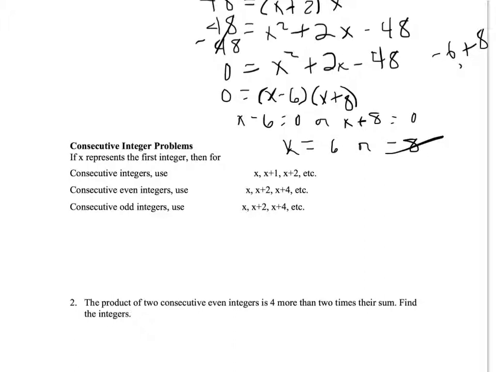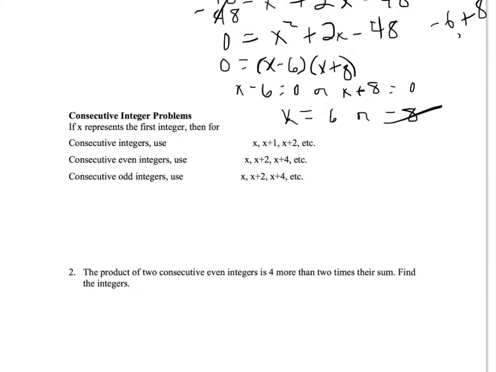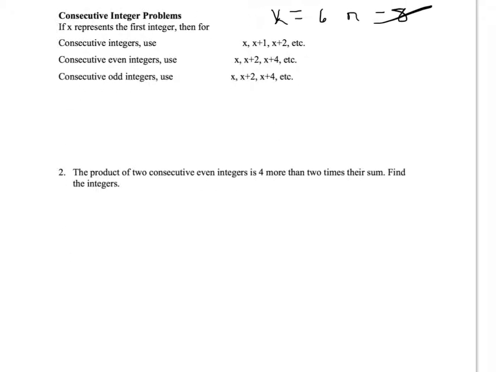1, 3, 5, those would be consecutive odd numbers. But notice I'm still adding 2 because I had to skip over the even number that was in between. So whether it's consecutive even or it's consecutive odd, the pattern changes slightly and we have to add 2 to get to the very next number. So keep that in mind as we try to work this next problem. And it tells us that the product of two consecutive even integers is 4 more than 2 times their sum. We're going to find the integers.